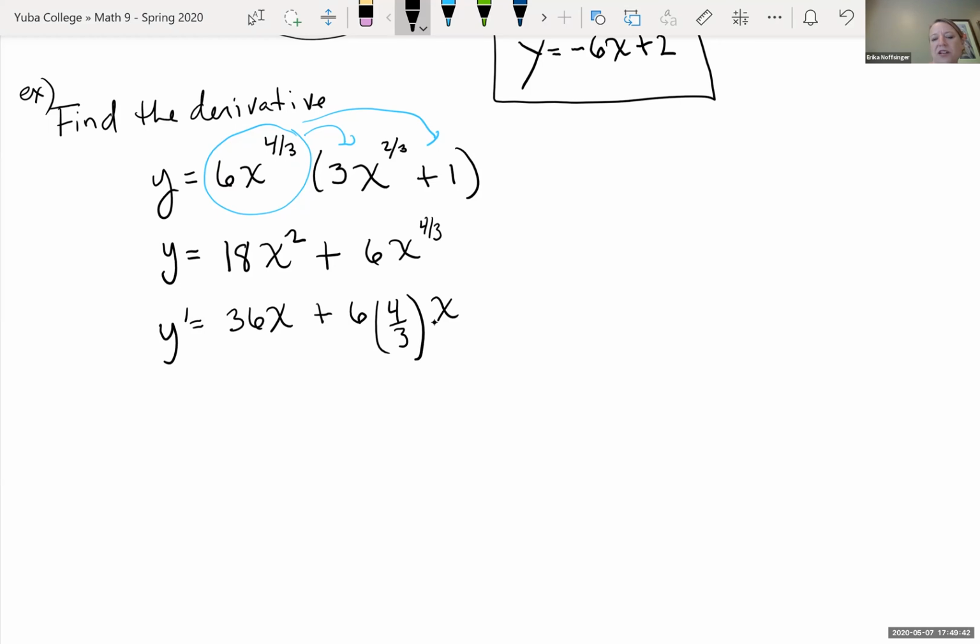So I'm going to treat our 1 as a common denominator as 3/3. So 4/3 minus 3/3 gives me 1/3. I notice I can simplify this a little bit. 3 goes into 6 evenly. It goes in there 2 times. And so we find that the derivative is equal to 36x, 2 times 4, so plus 8x to the 1/3 power.